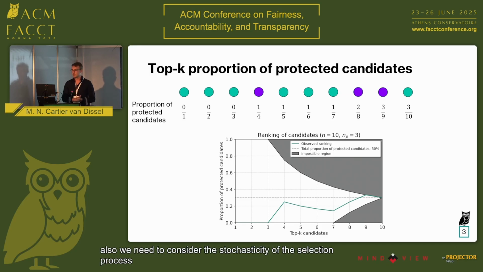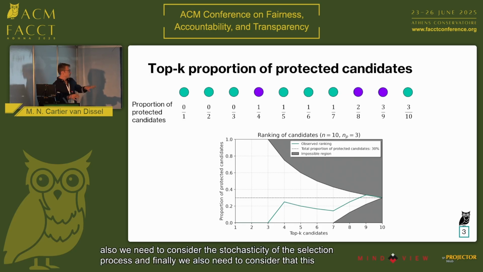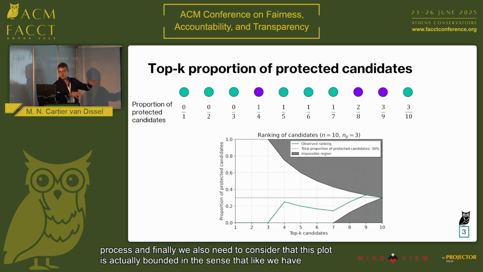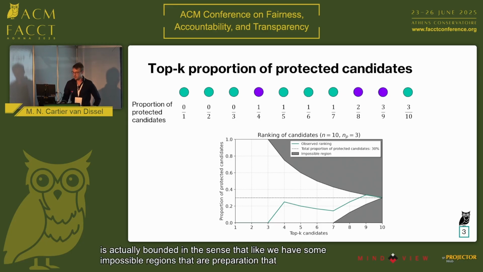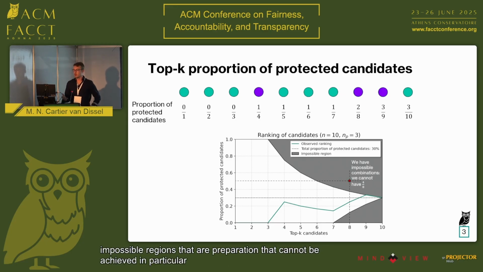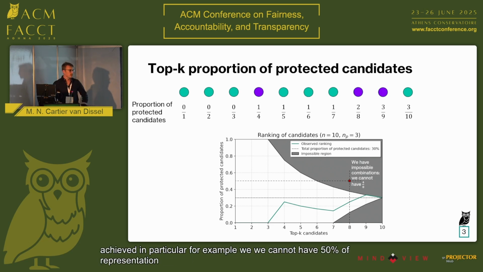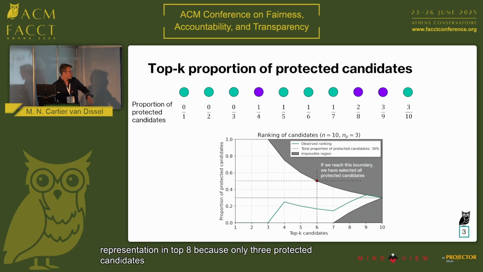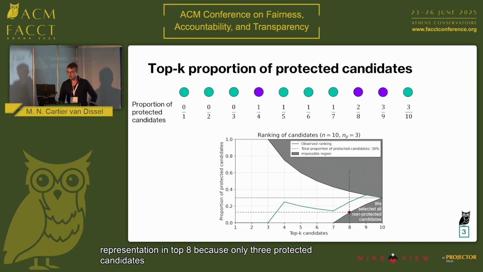And finally, we also need to consider that this plot is bounded, in the sense that we have some impossible regions, proportions that cannot be achieved. In particular, for example, we cannot have 50% of representation in the top 8 because only 3 protected candidates are present in the sample. The upper boundary line indicates that we selected all the protected candidates and the lower one that we selected all the non-protected ones.